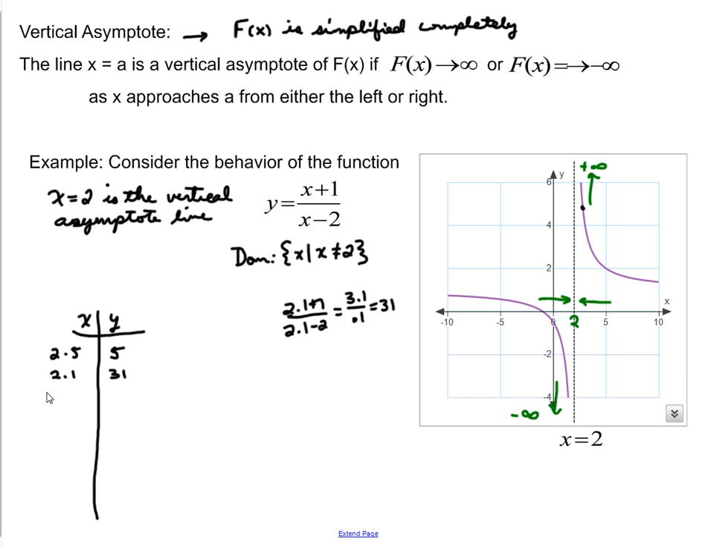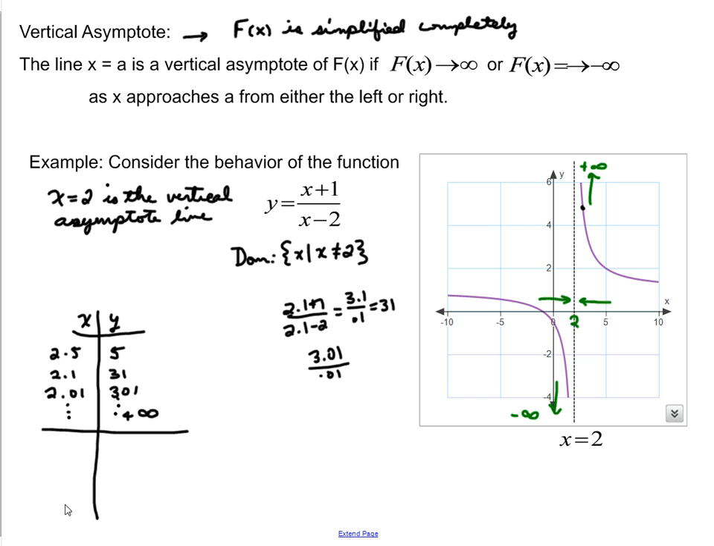Let's get a little bit closer. Let's try 2.01 just to see what's going to happen. If we put that in, that's going to give us 3.01 divided by 0.01, which gives us 301. In fact, as we get closer and closer to 2 itself, which is undefined, what's happening is that the y values are tending towards bigger and bigger positive numbers. In other words, it's going towards positive infinity.